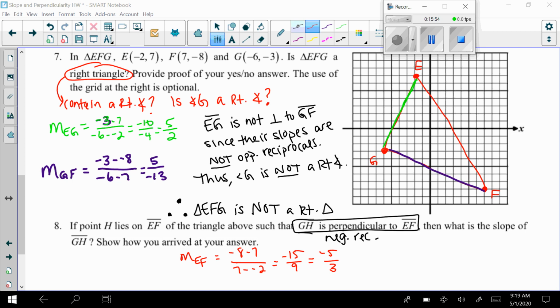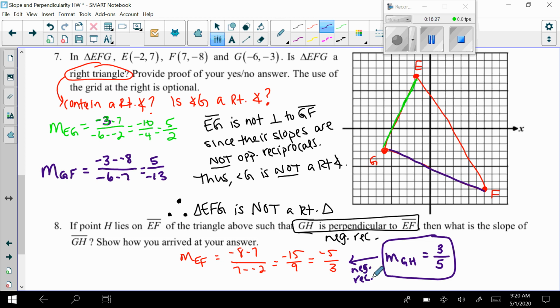So the opposite reciprocal to that, or the negative reciprocal, is going to be the slope perpendicular, which is going to be the slope of GH, which is what they want. Sorry, I'm just going to fix that notation. So the slope of GH is then the negative reciprocal of negative 5/3. Slope of GH would be positive 3/5, that should be your answer. Negative reciprocal. There you go. Good work, guys.